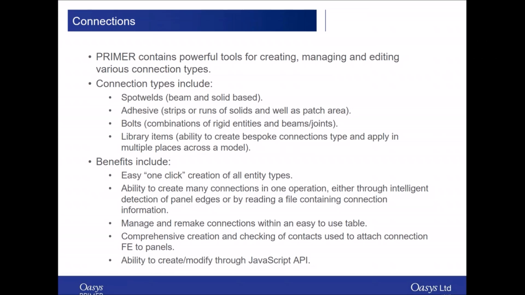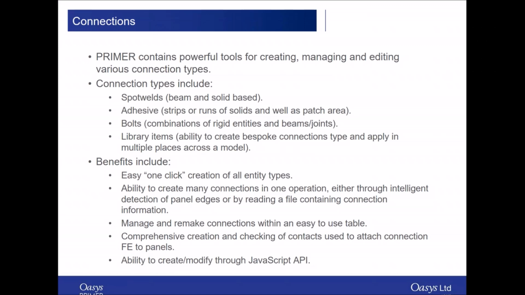And then there's the concept of the library items. This is where you can create your own library of connection types. And then Primer will read those and apply them and connect them in at lots of different locations that you specify. So it's very easy to create your own library item and then apply it thousands of times in your model and change it to something else at the click of a button.